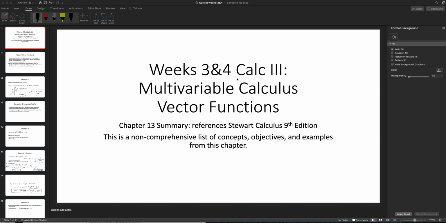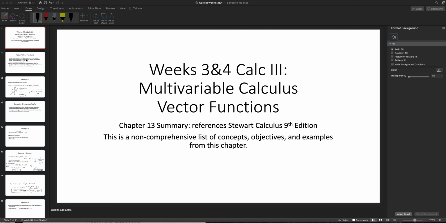We're going to be talking a little bit about vector functions, just chapter 13 in your Stewart text. Be sure to look through all your textbook pages and read for more concepts, objectives, and examples in the chapter, as this will not be comprehensive, but just point out a few important points. So let's get started.